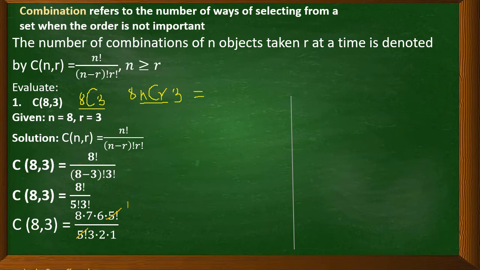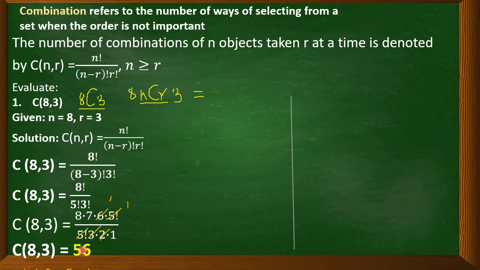Next, we also have 3 times 2, that is 6. So we can also divide that 6 by 6, and this is already 1. So the remaining factors are only 8 and 7. We multiply the remaining factors: 8 times 7 is equal to 56. And in our denominator, we have 1. So 56 divided by 1 is equal to 56. This is now our answer.